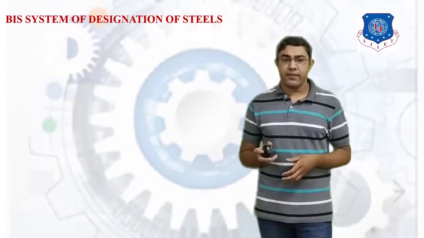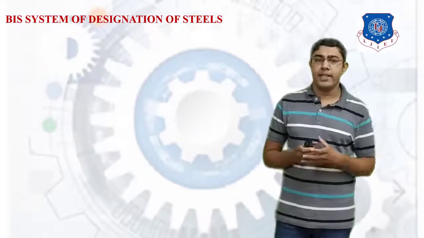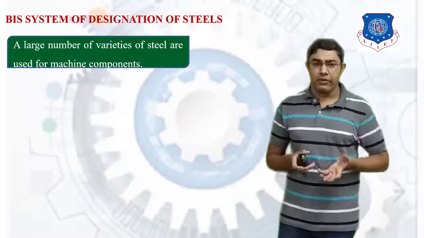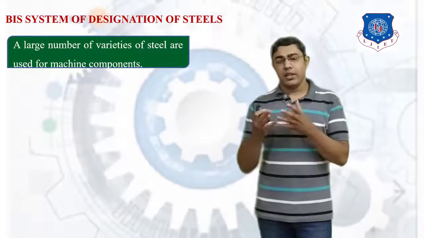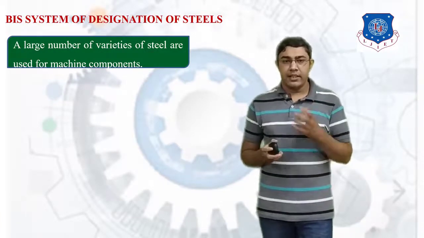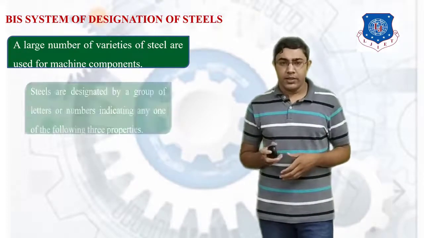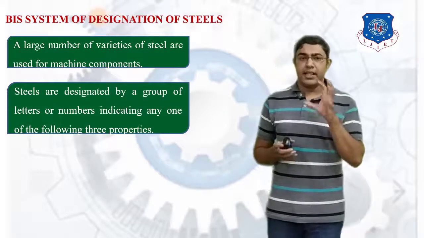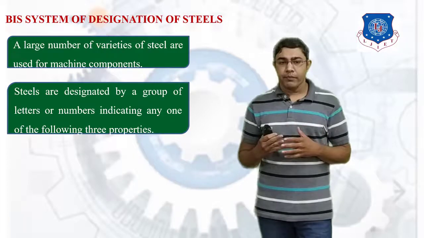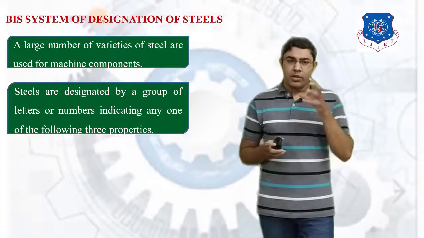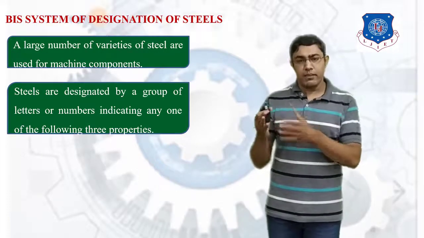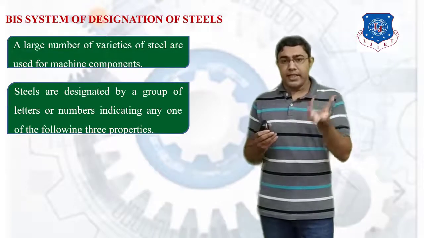Now the next topic is the BIS system of designation of steel. As we know, a large number of varieties of steel are used for machine components, and how to designate that steel, we have to learn in this topic. Steels are designated by a group of letters or numbers indicating the following properties. As we know, there are a number of steels used for machine components, and how to designate that steel.